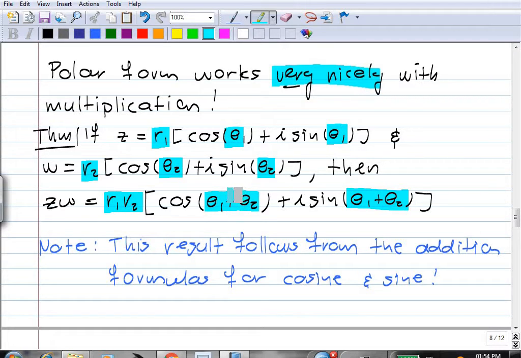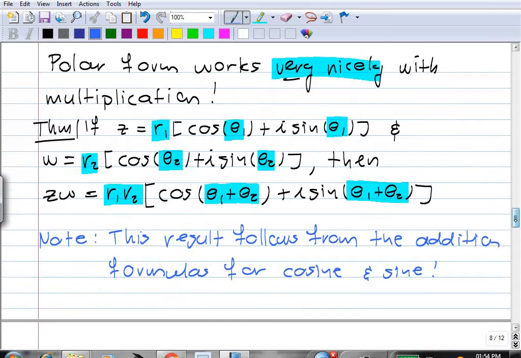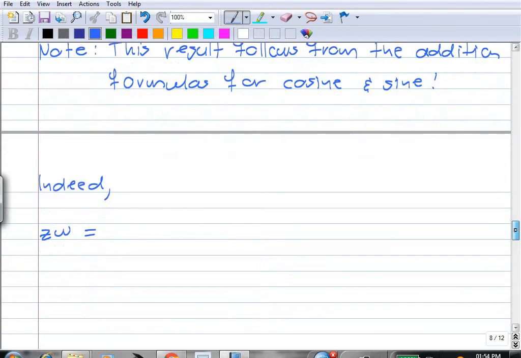So if z is r1(cos theta 1 + i sin theta 1) and w is r2(cos theta 2 + i sin theta 2), then z times w is r1 r2 (cos(theta 1 + theta 2) + i sin(theta 1 + theta 2)). And this is just a consequence of the addition formulas for cosine and sine. So we have the following.